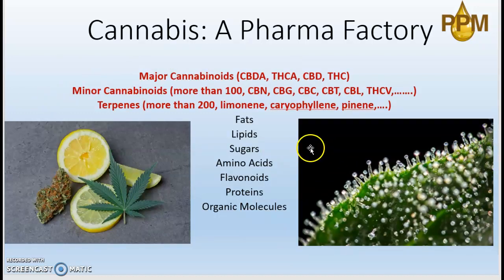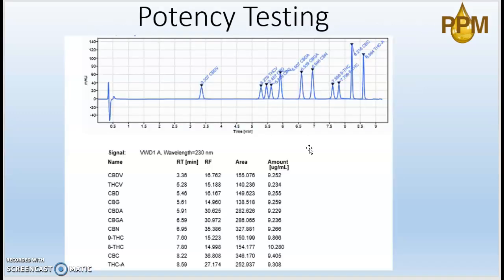In fact, cannabis is a whole pharma factory. You have major cannabinoids, minor cannabinoids, terpenes, but there are also fats, lipids, sugars, and many other compounds. In fact, when cannabis gets tested, there's a lot of different cannabinoids that the laboratory is looking for. You can see a lot of them right here.